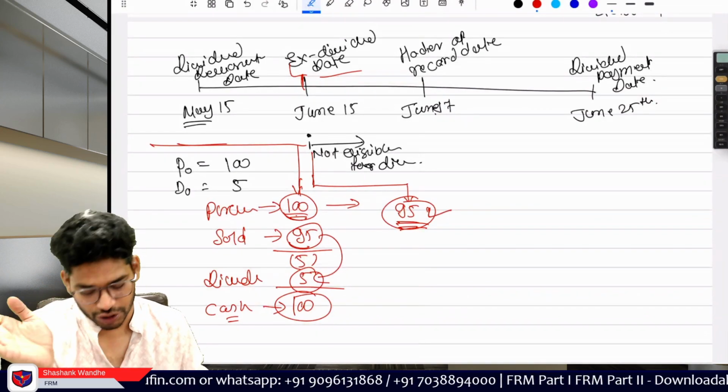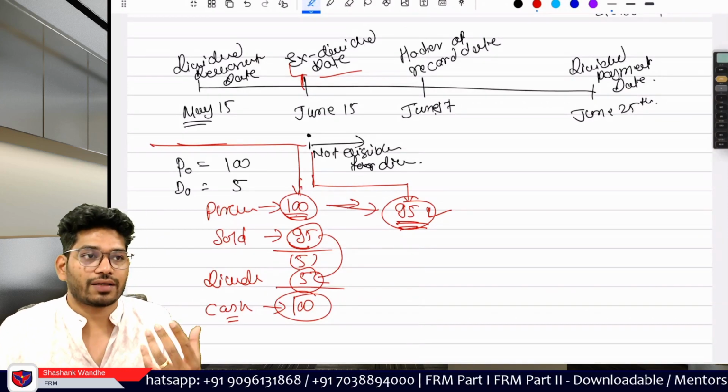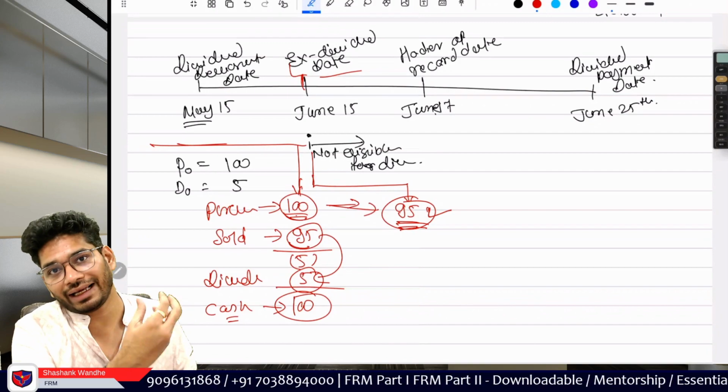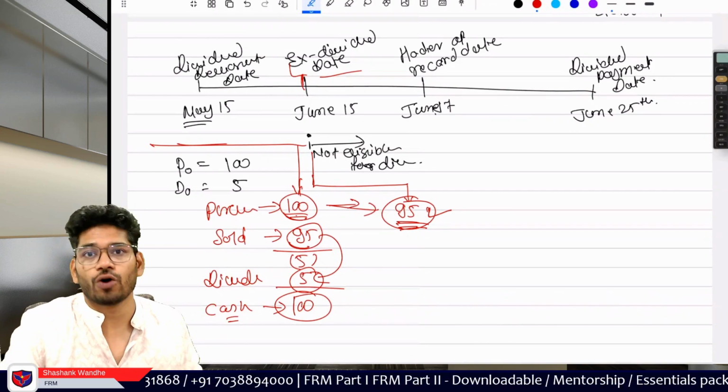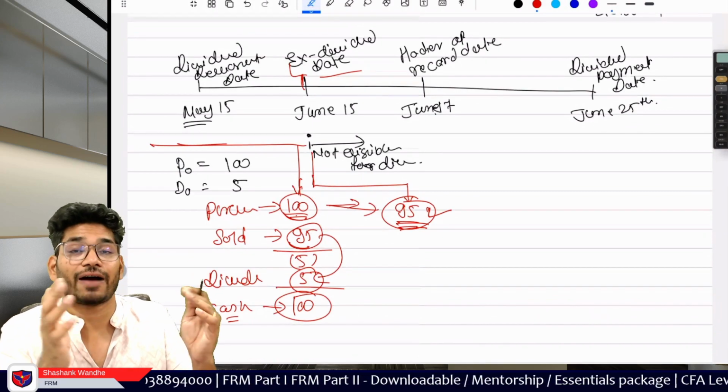Now if you see the situation, the price is dipping from 100 to 95, so there is a decline in price. Why is there a decline in price? Remember, the company paid cash of $5 out of the company, right? So the cash of 5 per share is coming out of the company.